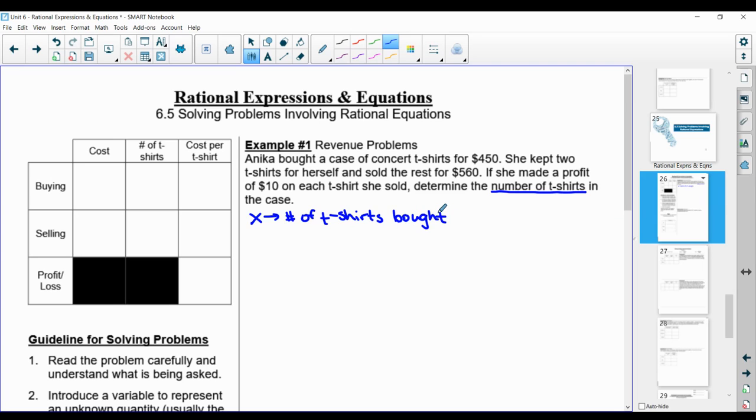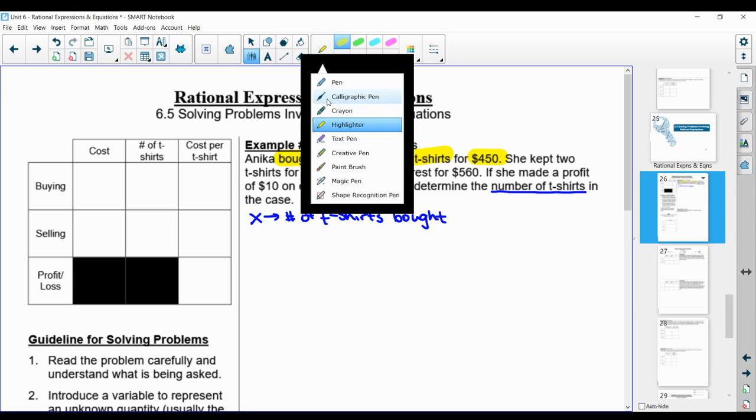Now, it's important that you don't just write number of t-shirts, because we have a number of t-shirts that are being bought and a number of t-shirts that are being sold. So it's important that you're clear on what number of t-shirts you're referring to. Now let's go back into the question itself and look at some information that we're given. We're told that we bought a case of t-shirts for $450.